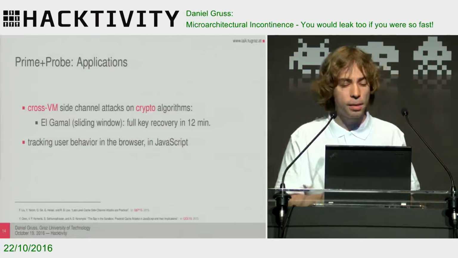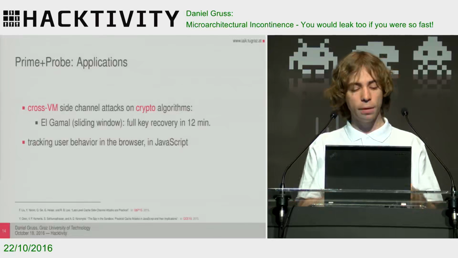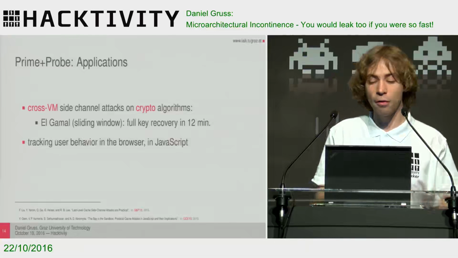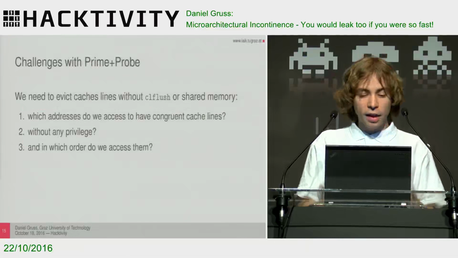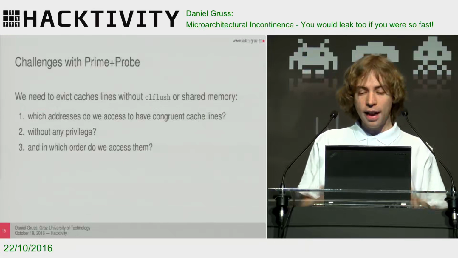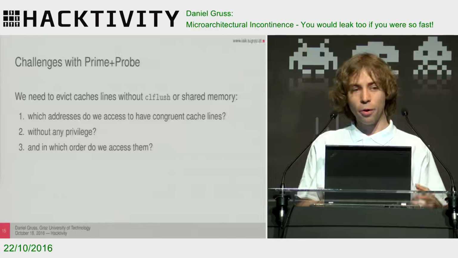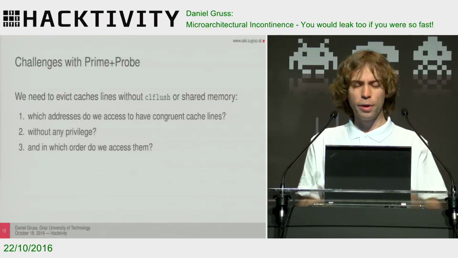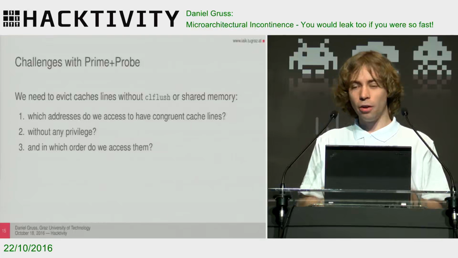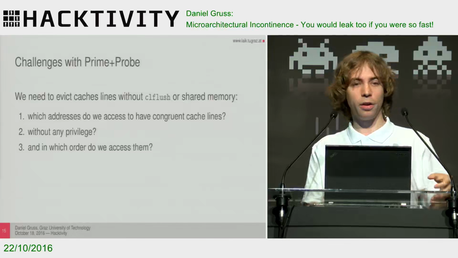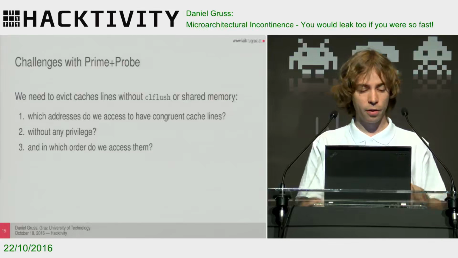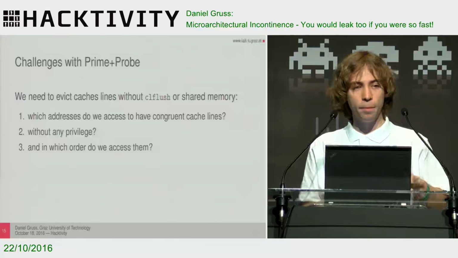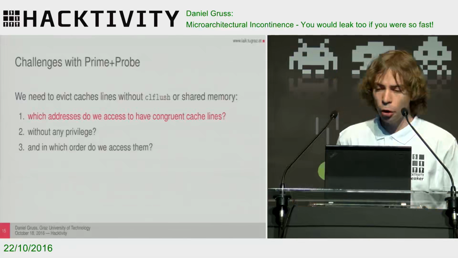We have seen attacks on ElGamal, with full key recovery in 12 minutes. We have seen attacks from JavaScript, because now you don't need the flush instruction anymore, so we can do the same in JavaScript. What are the challenges? You need addresses that are congruent in the cache, and this is a bit difficult because we don't know how addresses map to the different slices of the different cores, and also without any privilege, typically you cannot get physical address information on current Linux systems without having root privileges. And also you need to know in which order to access them, which I will come back to later. Okay, let's.